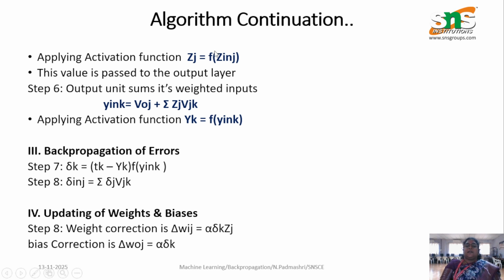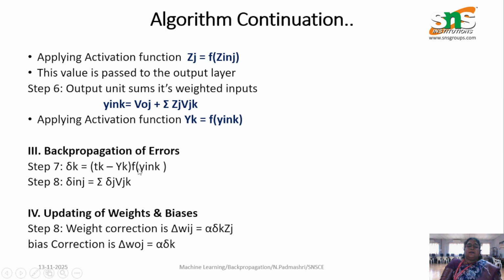So Zj is equal to the function of Zinj, where Zinj is the first layer's output. We apply the activation function to check whether the node is active or not, and that value is passed to the next layer. For the next layer I take Yink, the same: bias plus summation of input into its weight, where Vjk is the second layer's weight. Again we apply the activation function for that second layer: Yk is equal to the function of Yink, checking whether this particular node is active or not.